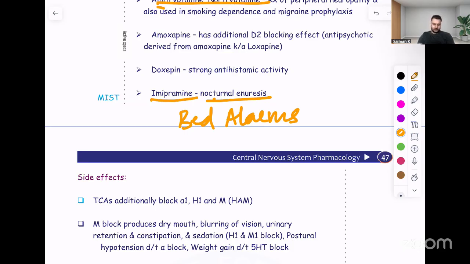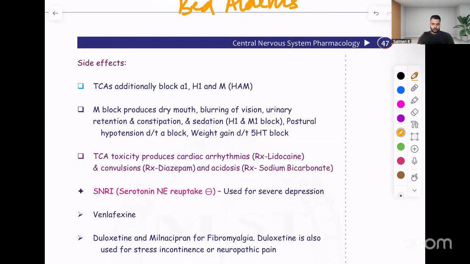All right. Now, coming to the side effects of these medicines called TCA. What are these side effects? These drugs block a set of receptors, what I teach you as HAM: histamine, alpha, muscarinic. So they are blocking these things, and depending on that, you will get some side effects. For example, some time back we learned that if you block alpha 1, you will get hypotension.